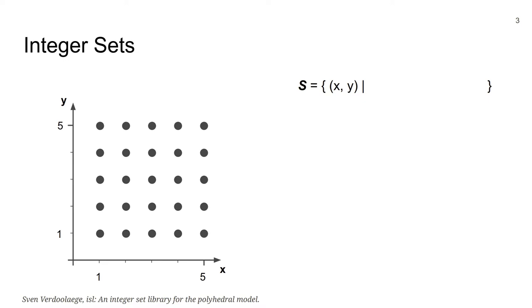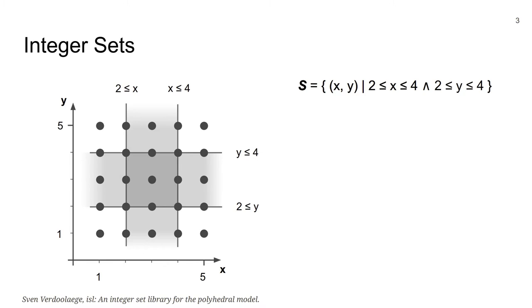On our slide, we introduce, for example, two constraints to limit the range of x and two constraints to limit the range of y. Together, they clearly mark the set of 9 integer points that are an element of the set S.